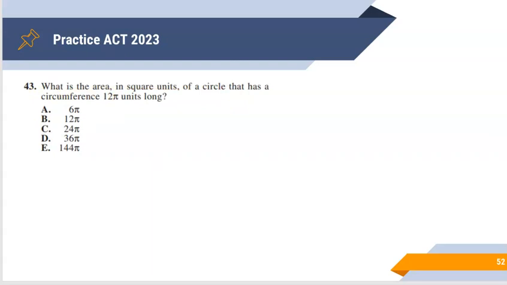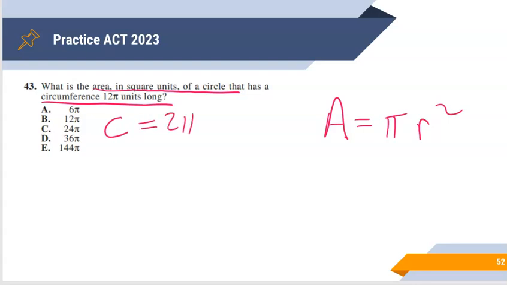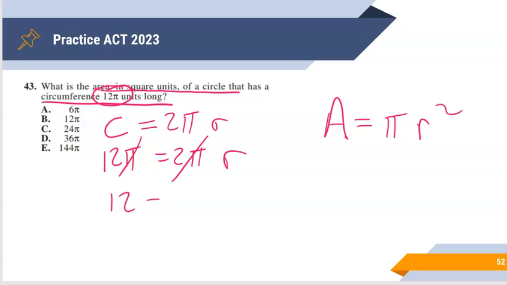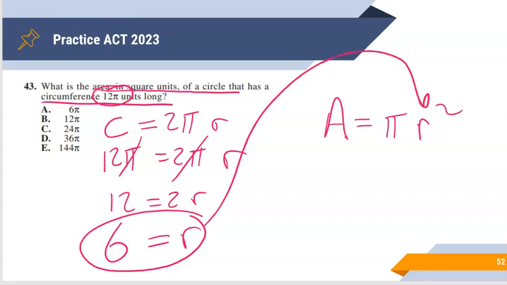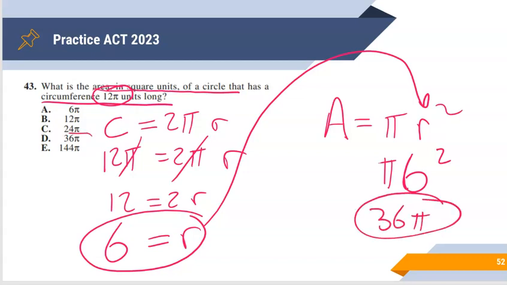Okay, question number 43. They want to know what is the area of a circle. Now I know area is pi times the radius squared. If the circumference is 12. Now remember, circumference is 2 pi r. So if the circumference is 12, then 12 equals 2 pi r, or r is equal to 6. Well, we'll take that, plug it in for r. And 6 squared is 36 pi. Do not mark the letter B and say 6 squared is 12. That would not be right.